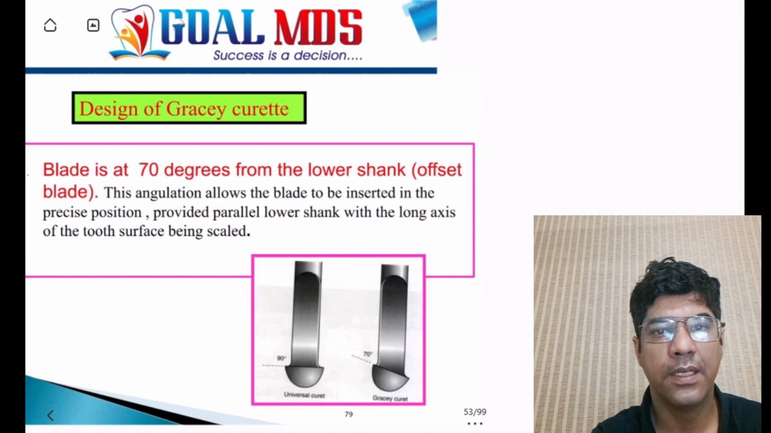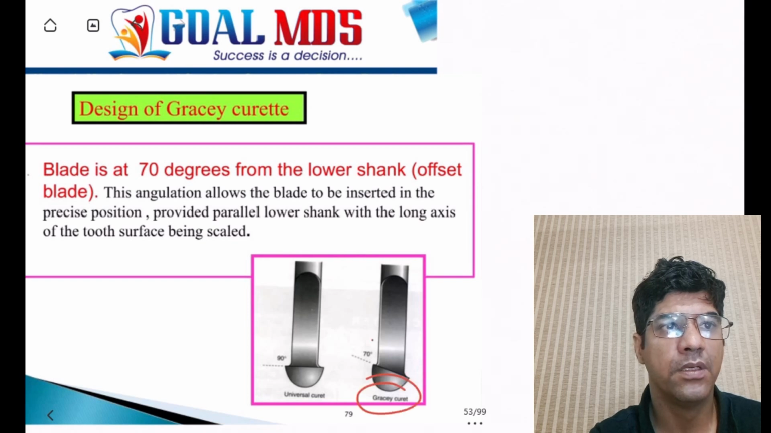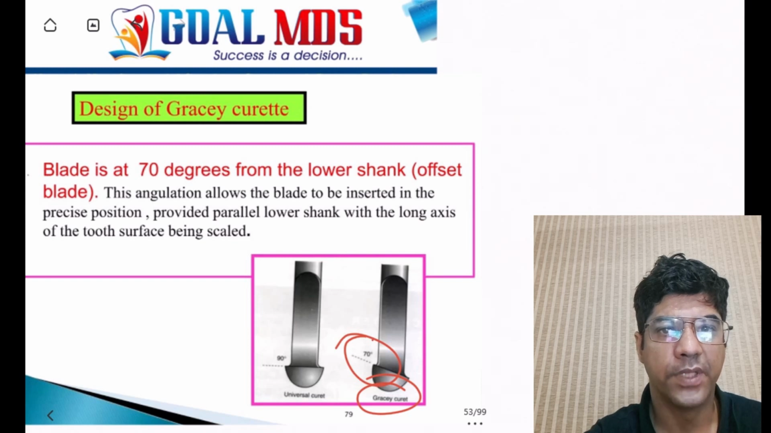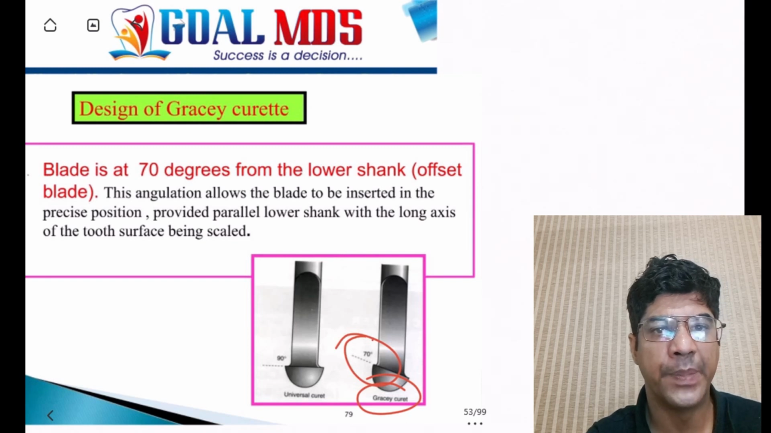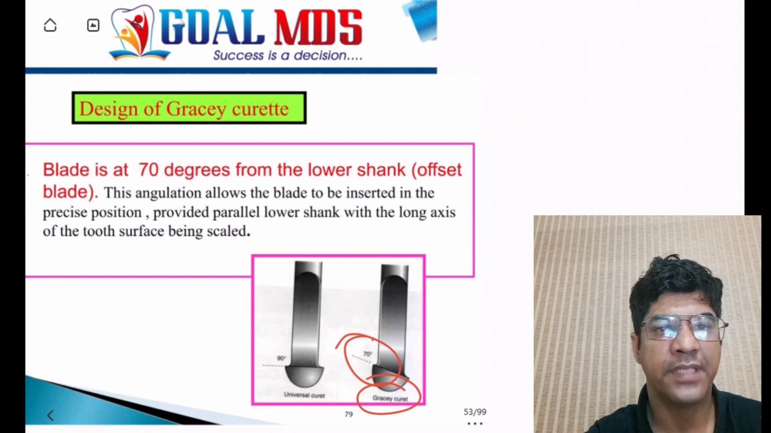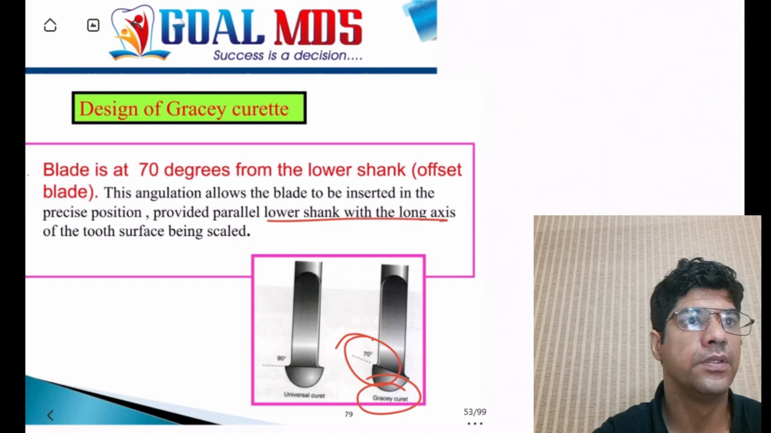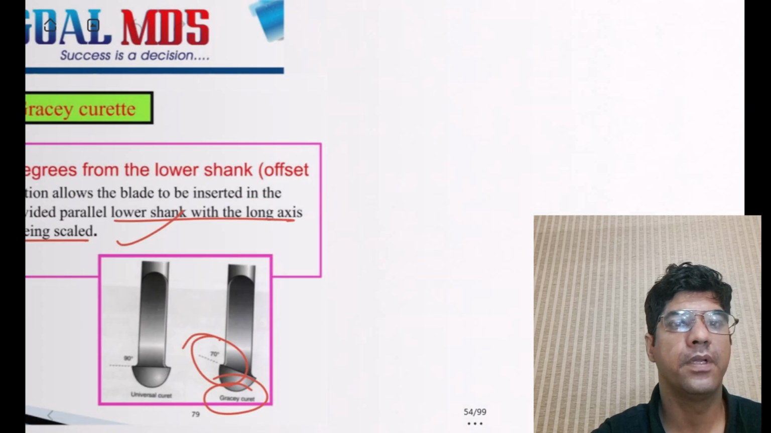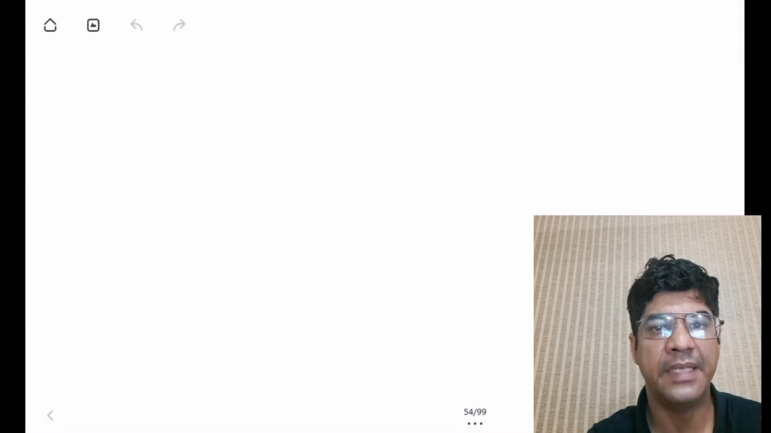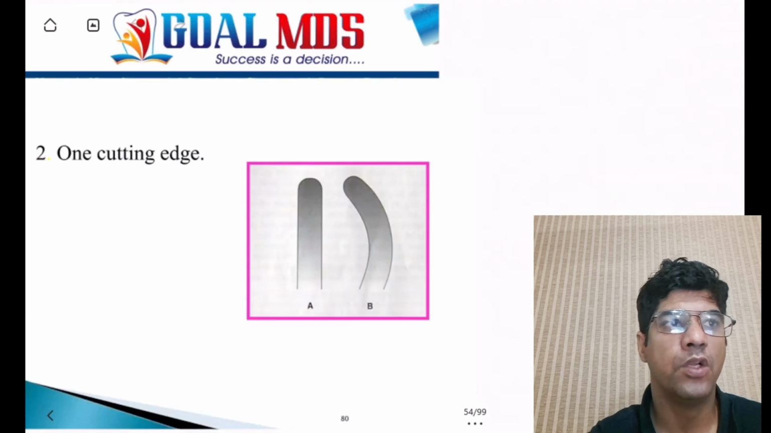with the blade offset at 60 to 70 degrees from the lower shank. That design allows for the precise insertion essential for subgingival scaling and root planing, so that the lower shank will remain parallel to the long axis of the tooth. So remember, the offset blade is at 60 to 70 degrees from the lower shank.